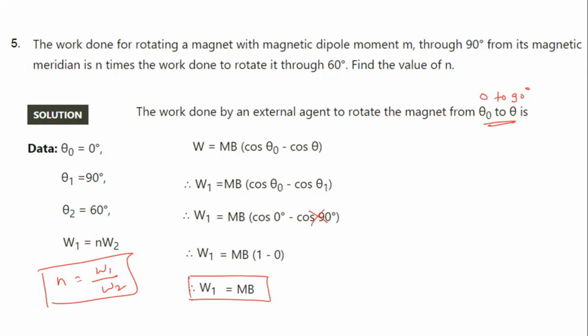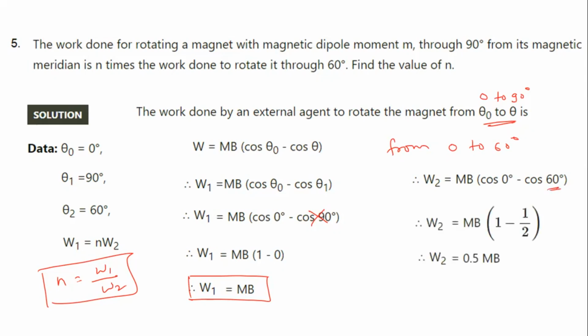In a similar manner, we can find the work done to rotate from 0 to 60 degrees also. So here it is MB into cos, the same formula, only here theta is 60 degrees and the initial angle is 0. Now cos 0 is 1 and cos 60 is 1 by 2. So this minus sign as it is. So 1 minus 1 by 2 is 1 by 2, which means 0.5.